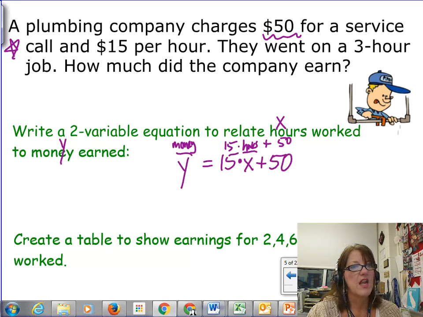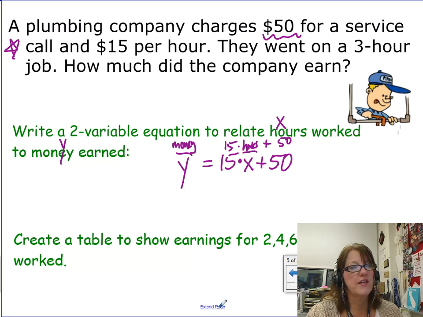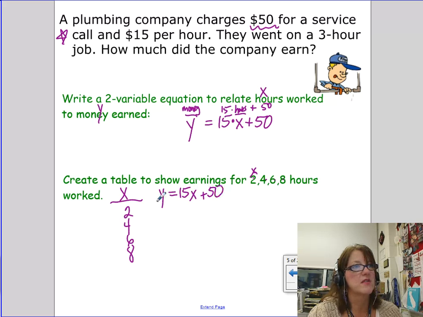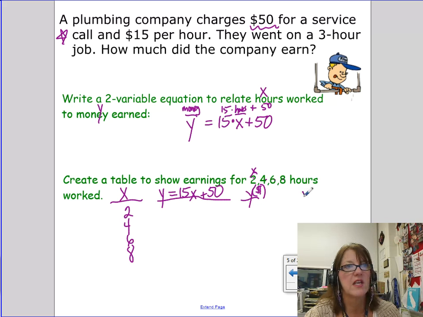Now here it's saying, hey, could you please figure out and show how much you'd earn if my hours, which is X, would be either 2, 4, 6, or 8 hours. So you'd say, okay, here's my column for X. X is going to be 2, 4, 6, or 8. My equation looks like this. Y equals 15X plus 50. So that's your second column. Then your third column is just the Y value. Remember, this is the money. If you need to, put a little dollar sign there to help you remember that that's the money. And then the last column is writing the ordered pair.